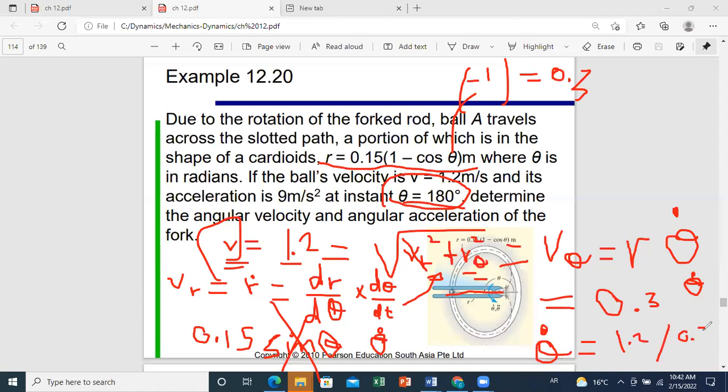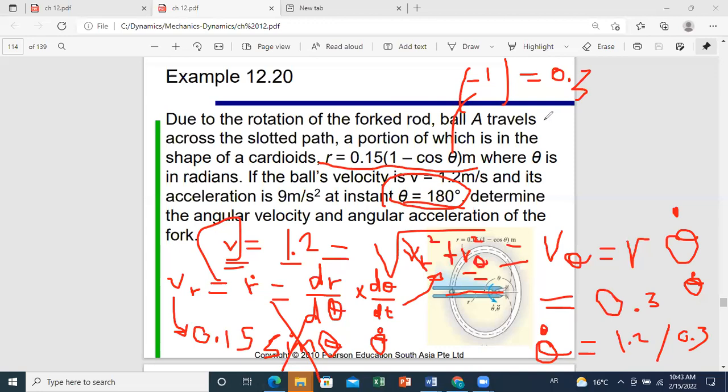Now, in case they gave us any other angle, we would have to express V_R, then replace here V_R as a function of theta dot, and we have V theta as a function of theta dot. So we then get the magnitude of velocity as a function of theta dot, and we can get the value of theta dot at the corresponding location. Any question on this part, how we got theta dot?